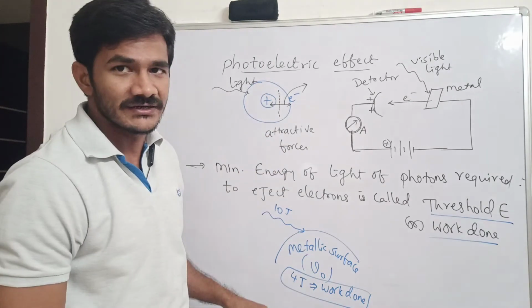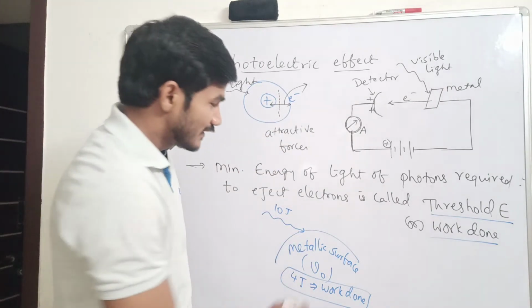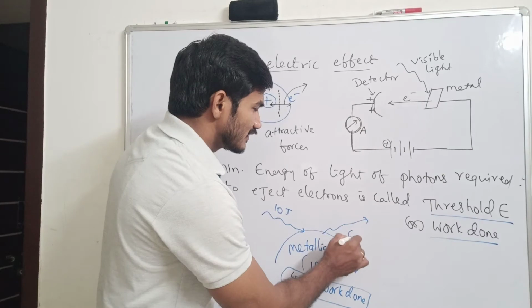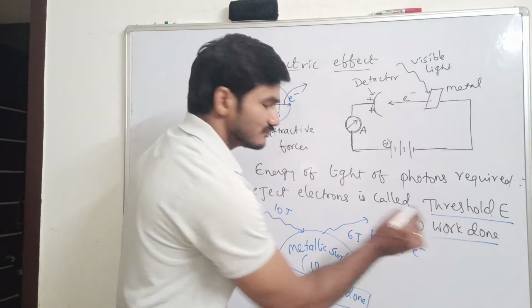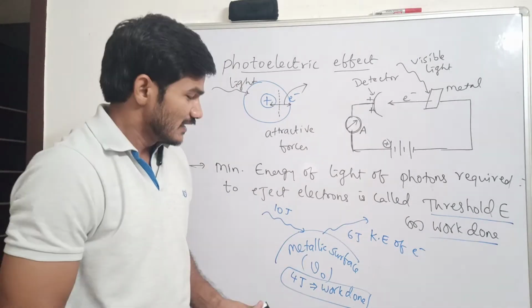After that, the remaining energy, 10 minus 4, is 6. The remaining 6 joules can be utilized for the kinetic energy of the electron. Very important point. You understand this.